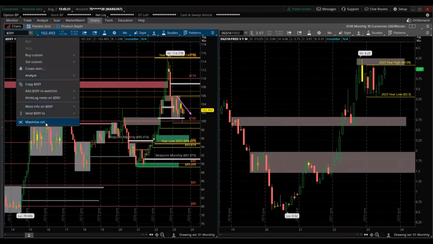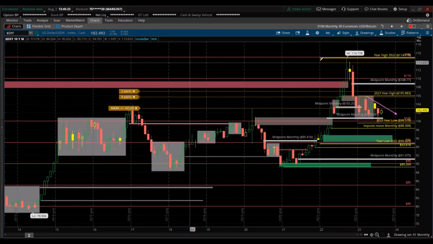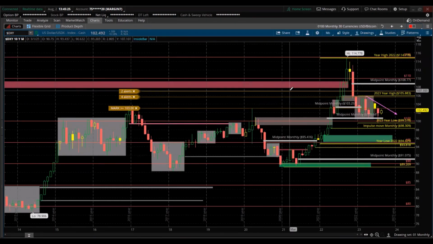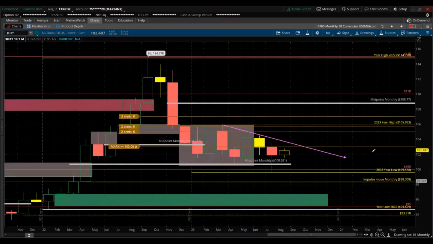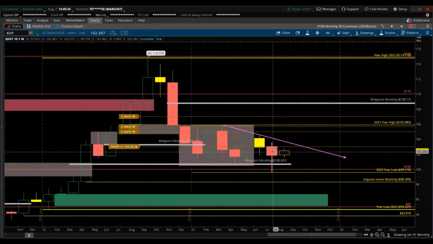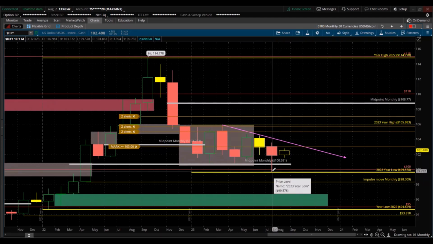Where's the 10-year yield? So we're looking here at a 10-year chart. Each candle is a month of the US dollar index. So we already started the new month into the second day. Looking at the second candle from the right, the second candle made a new low for the year for the US dollar.